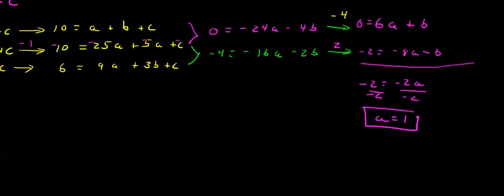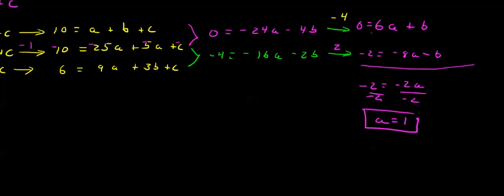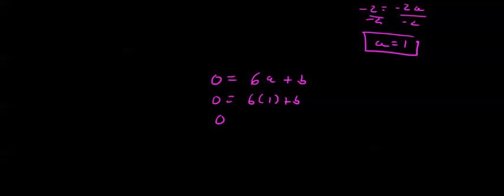Now, once we know a, I can plug a back into any equation that has just an a and a b, but I'm going to use this one. 6a plus b is equal to 0. 0 equals 6 times 1 plus b. And we get 0 equals 6 plus b. Minus 6, minus 6. B is equal to negative 6. Wow. B is equal to negative 6.